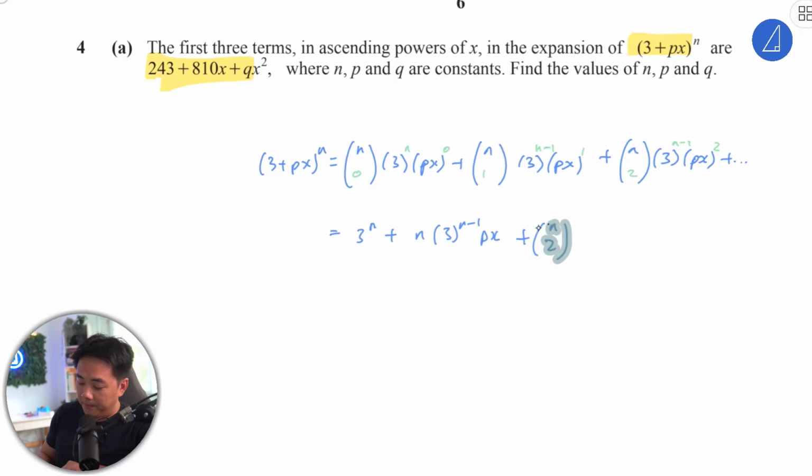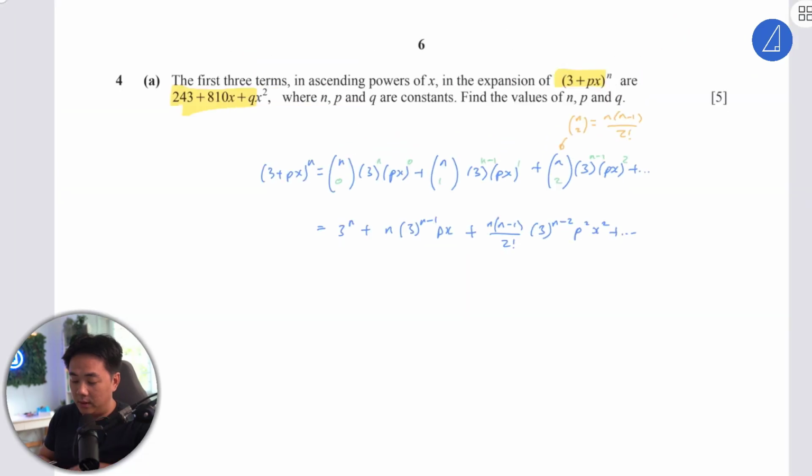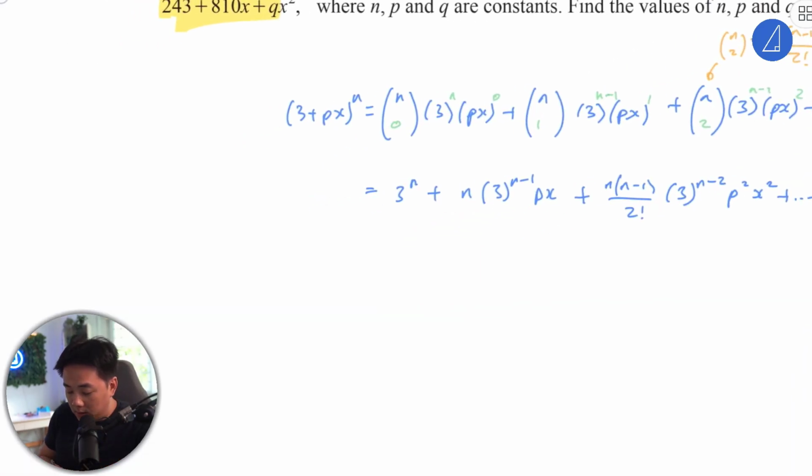We know n choose 2 is basically n(n minus 1) over 2 factorial, right? So this term will be n(n minus 1) over 2 factorial times 3^(n-2) p squared x squared. Then what we need to do is compare the coefficients and solve for them. So this is 243 plus 810x plus qx squared.